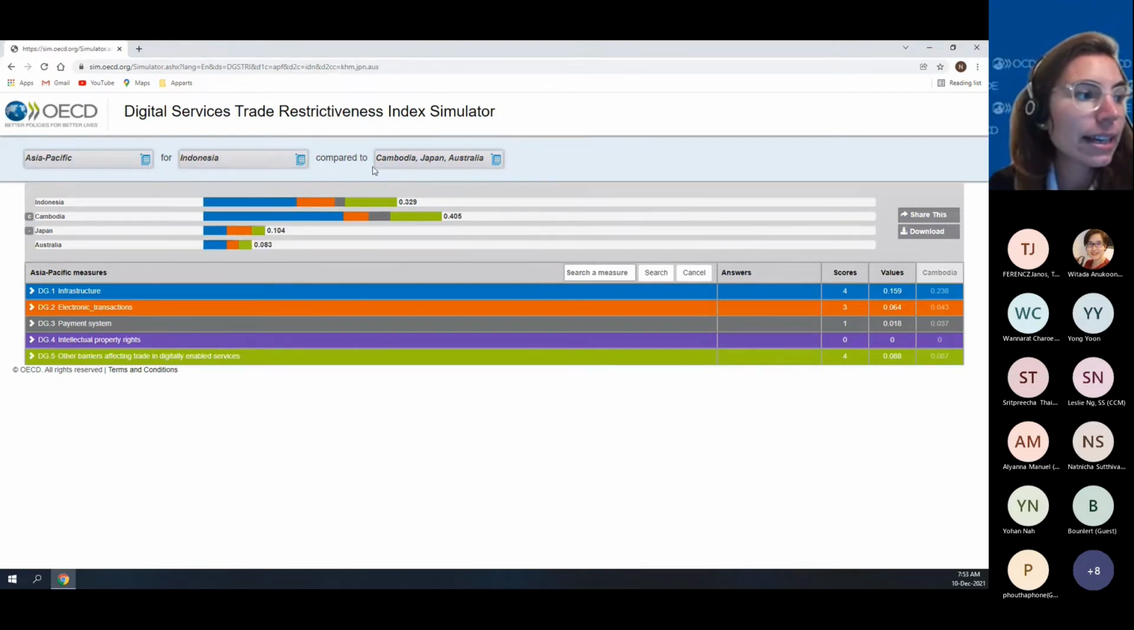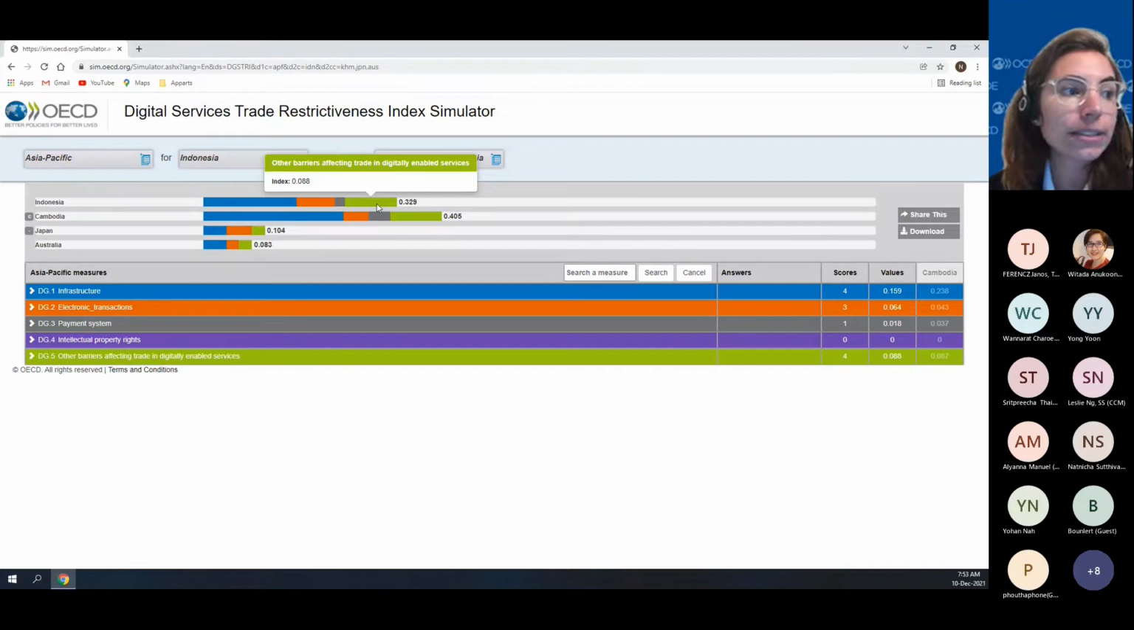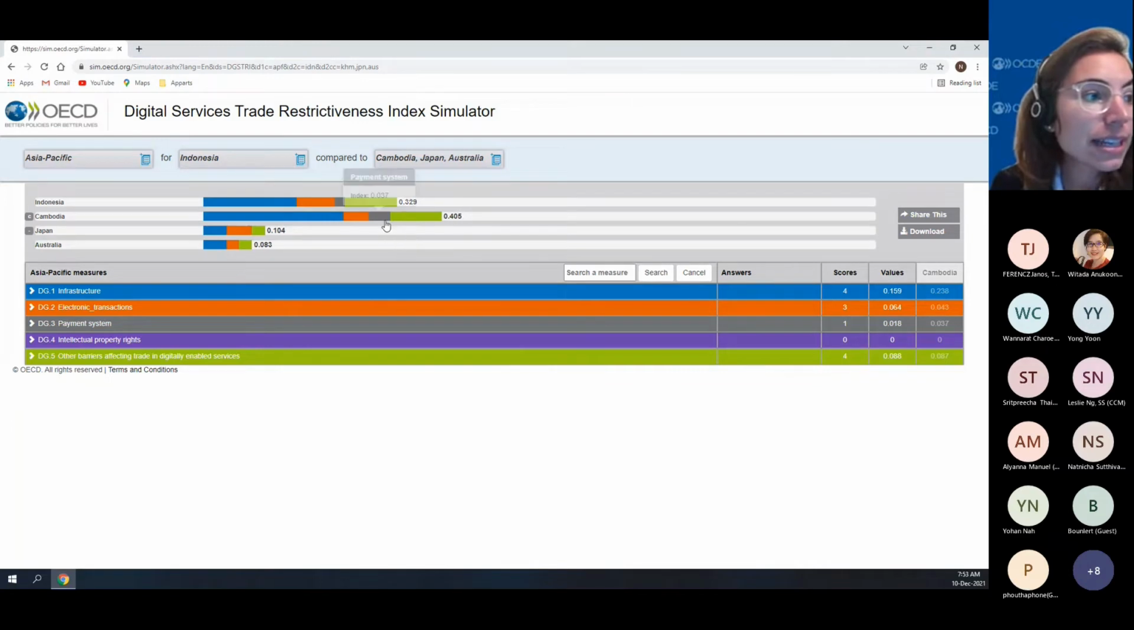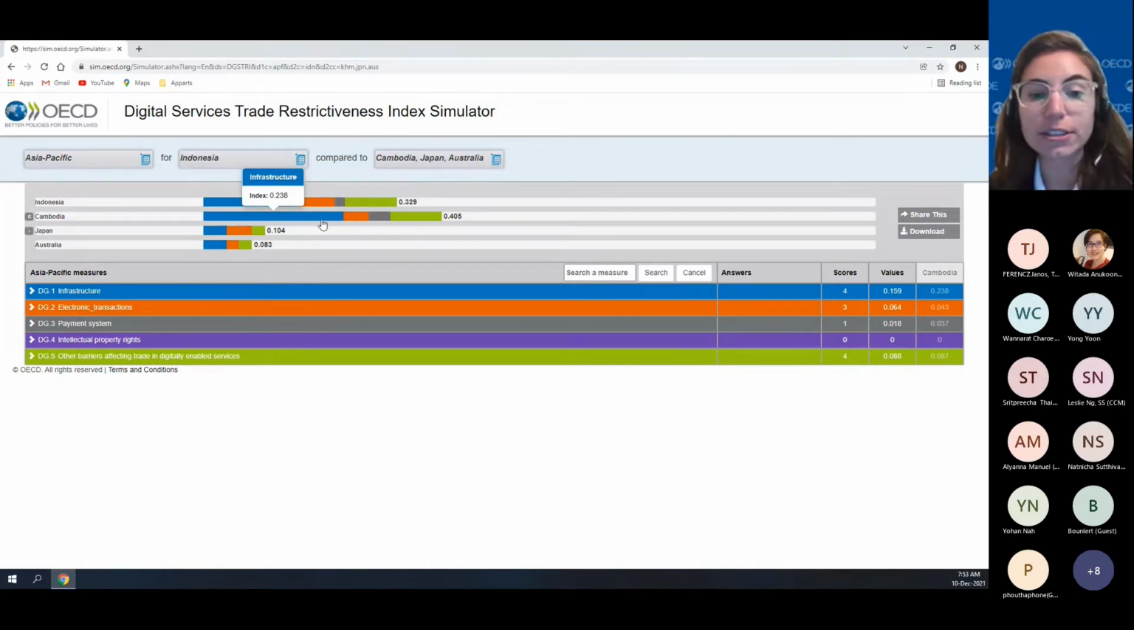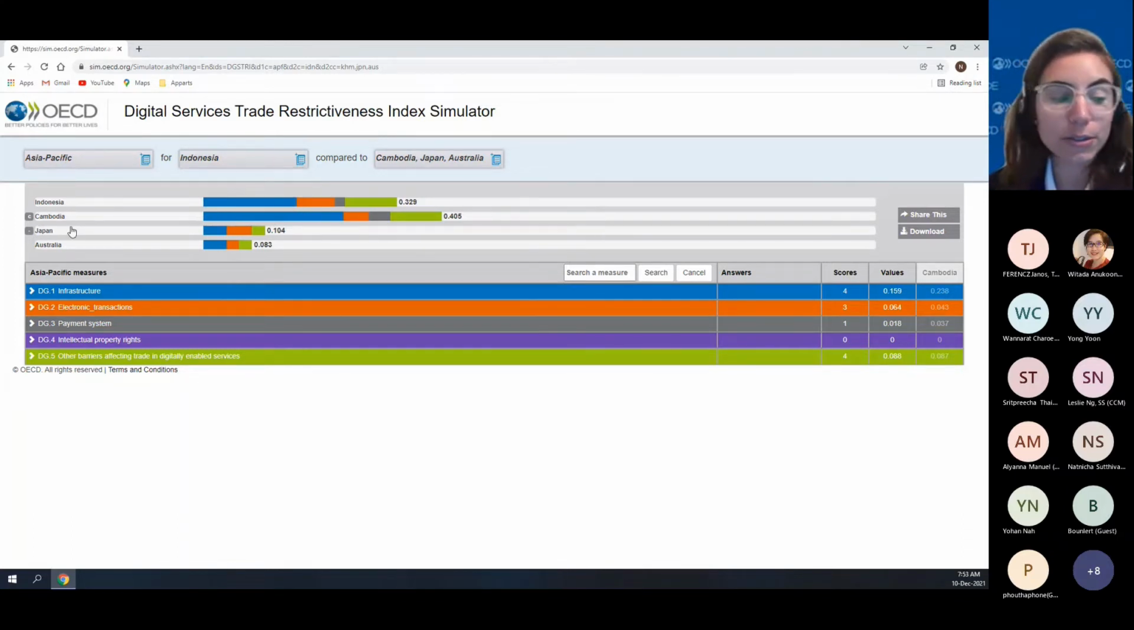We see that for Indonesia, the key policy areas that contribute to the result are infrastructure, electronic transactions, and other barriers affecting trade in digitally enabled services. As we were seeing before for Cambodia, Cambodia's score is higher because it also has a big importance of the payment restrictions on payment systems. And for example, the restrictions on infrastructure are also higher than those that we find in Indonesia. But here we're trying to compare to best practice, and so to best performers.